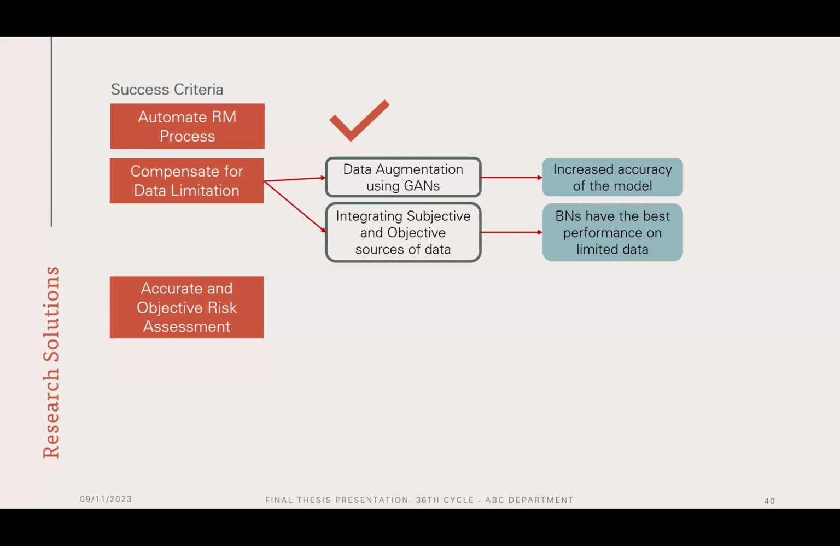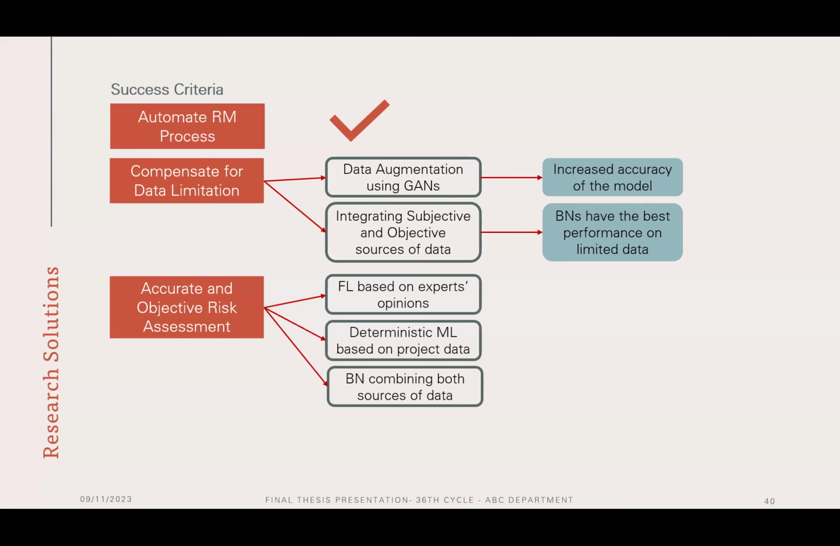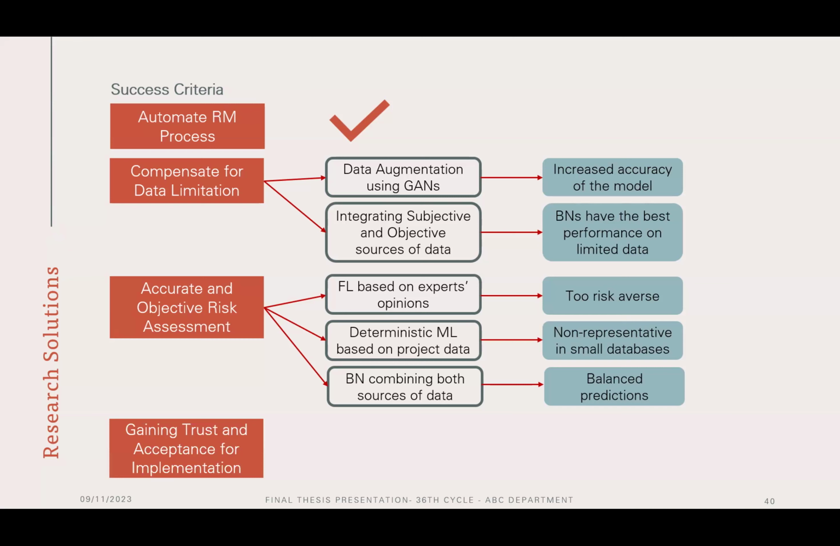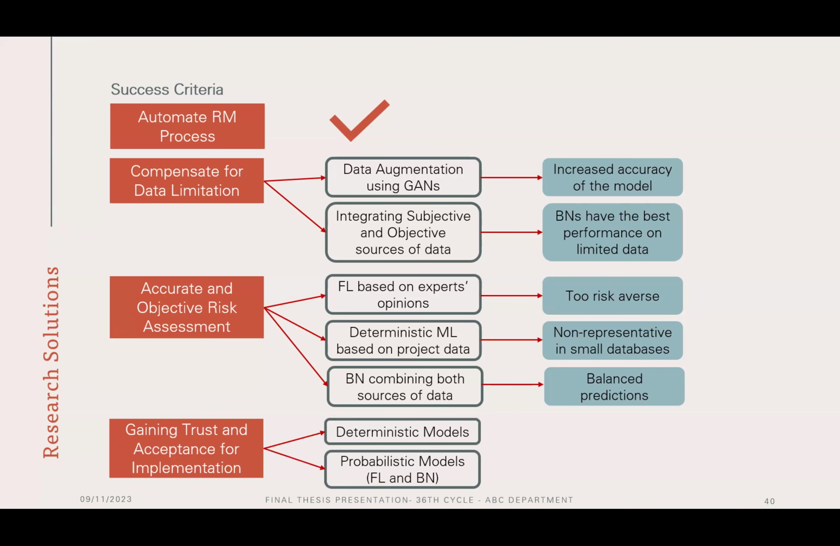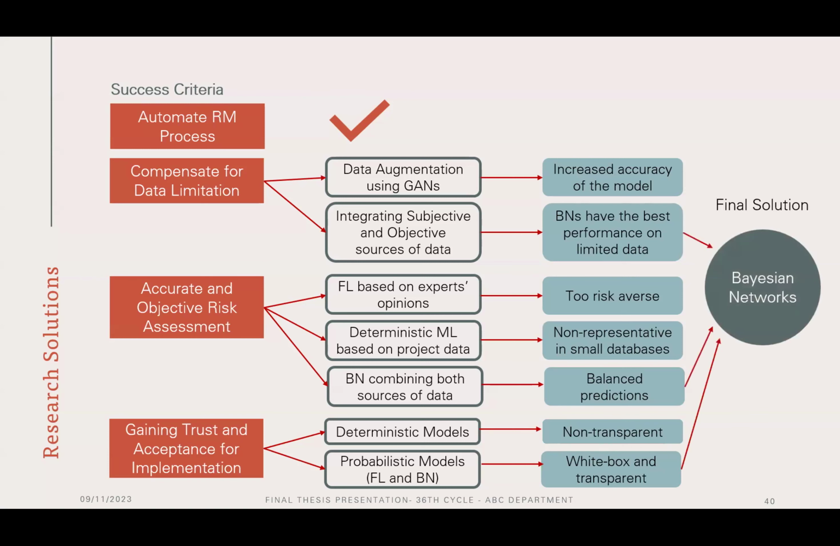I wanted to have an accurate and objective risk assessment, so I compared these three models. As a result, I understood that the Bayesian network model was the most balanced one. And finally, for gaining trust and acceptance for application in the industry, probabilistic models and white box models in general are more understandable and trustable for wider application in the industry. So my final solution based on all these criteria was the Bayesian network for risk management.